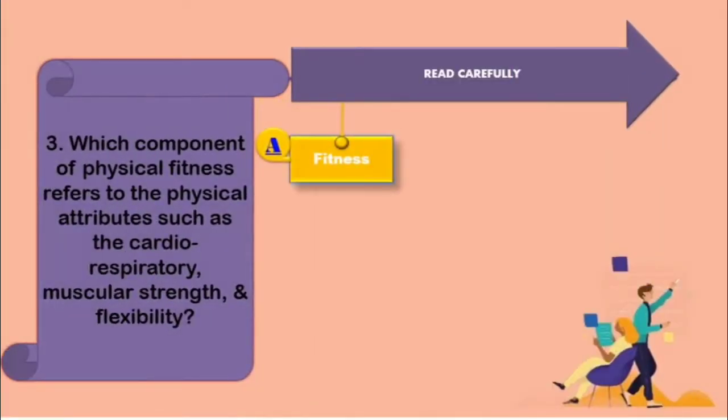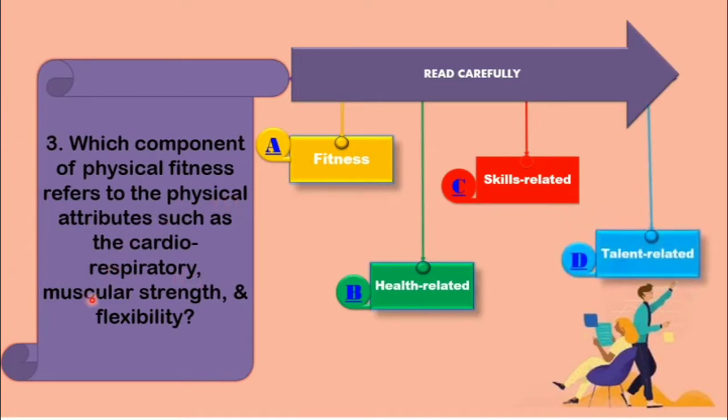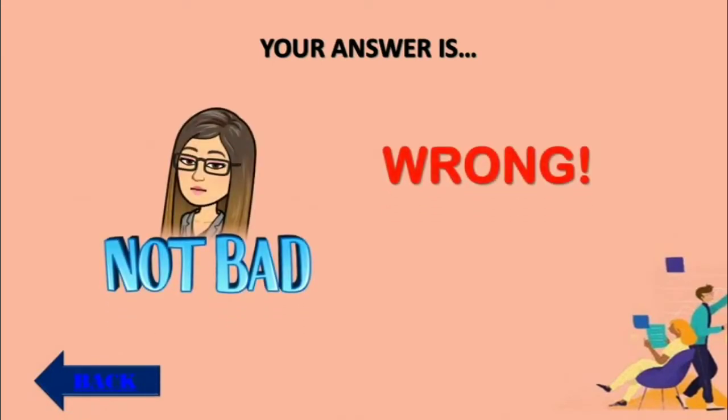Read carefully. Which component of physical fitness refers to the physical attributes such as cardiorespiratory endurance, muscular strength, and flexibility? A. Fitness, B. Health related, C. Skills related, or D. Talent related. So what is your answer? Again, what is your answer? Okay, I will click letter A, fitness. Wait for the result. Okay, wrong, but not bad. So try again. Let's go back to the question.